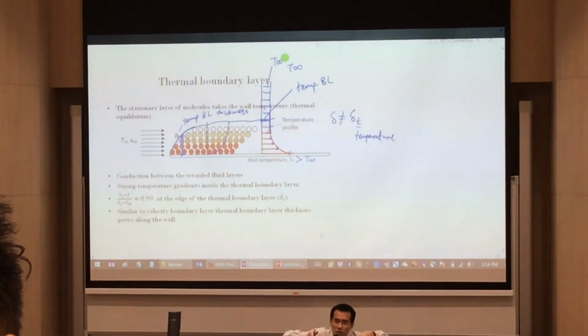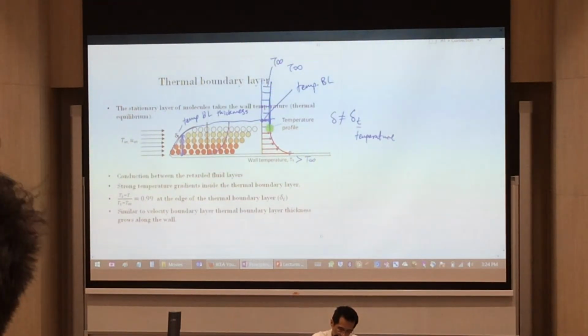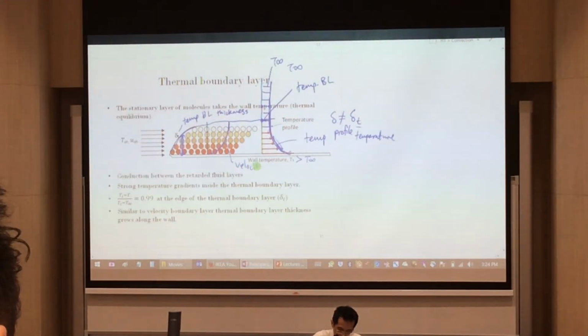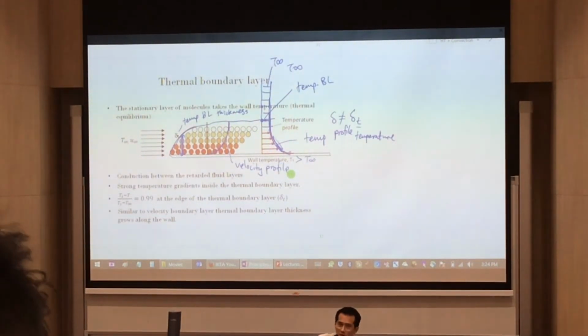It is similar to your velocity profile. This line over here is called your temperature profile. And on that line over here, this one is called your velocity profile. The velocity profile and temperature profile have different equations behind them. Last year, we delivered that equation, but this year it is not included in the notes, so it's not going to be delivered.